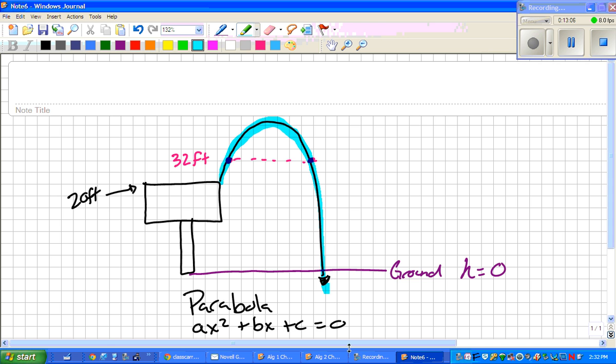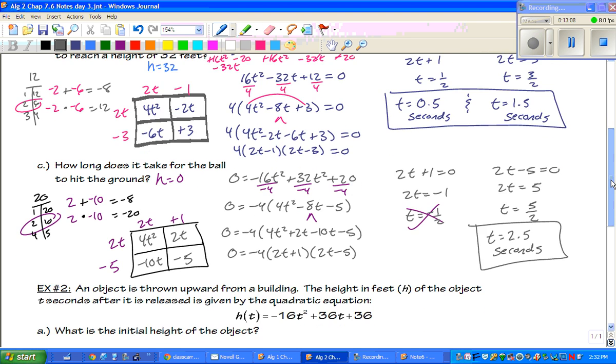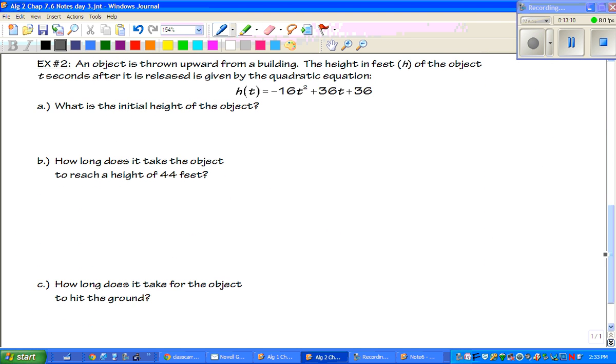Okay? All right. Why don't you guys pause the video, read example number 2, and see if you can draw yourself a little picture. You can pause the video.